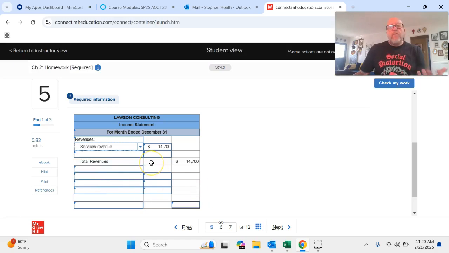And I would choose the account to be service revenue. I'm not going to do the rest of the question because I feel like this is review from chapter 1.